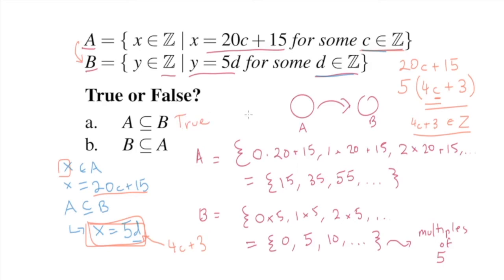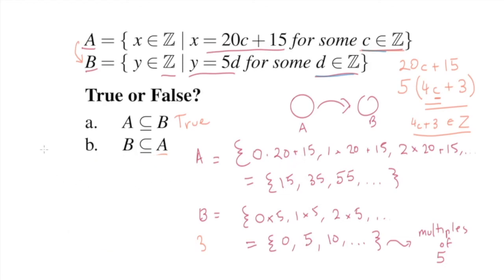Okay, what about the second statement? So if B is a subset of A, then every element of B has to be a member of A. So to disprove this statement, all we need to do is find an element of B which is not an element of A. So let's try 5, for example. So 5 is an element of B because we can express it as 5 times d, where d is some integer. So for example, if d is 1, 5 is in B, but is 5 in A?